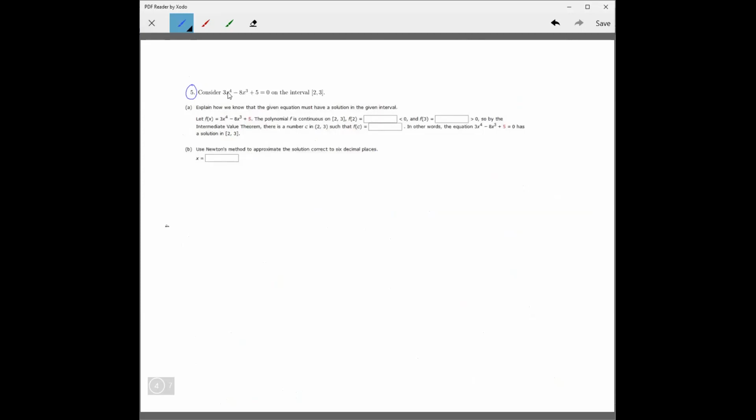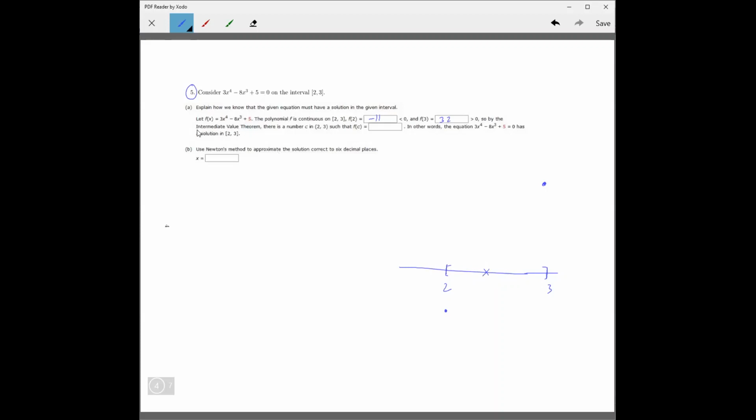F of 2, if you plug a 2 into here, then you're going to get negative 11. And f of 3, plug 3 in for x, you get 32. So let me just drop a picture here. If that's 2 and that's 3, then f of 2 is negative 11, so f of 2 is down here. F of 3 is 32, so f of 3 is over here. Since this is negative and that's positive, that means that somewhere in this interval, it's got to cross through the x-axis, which will be a solution to this.